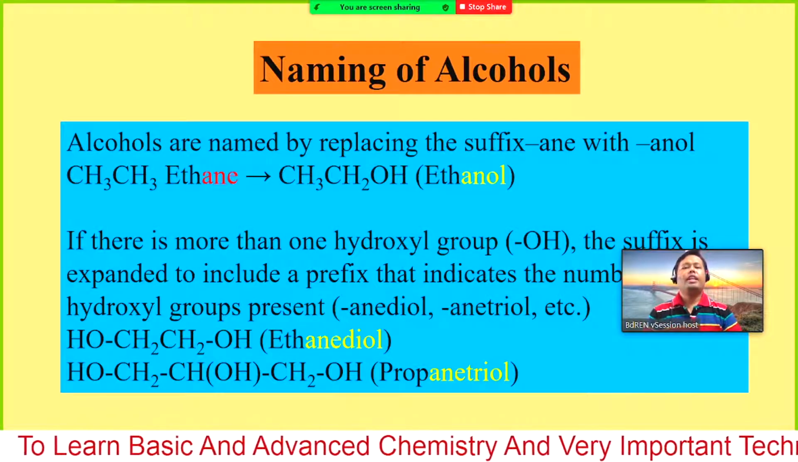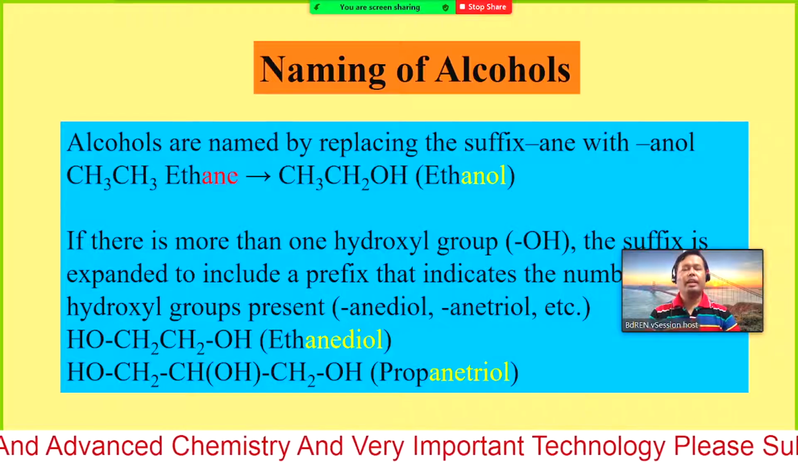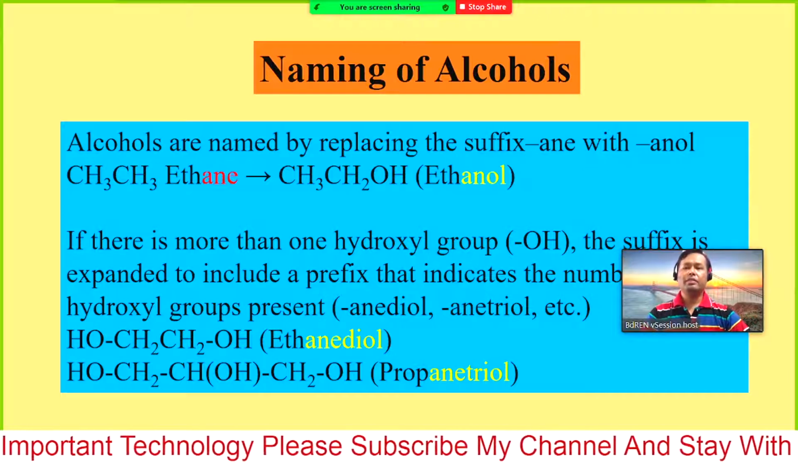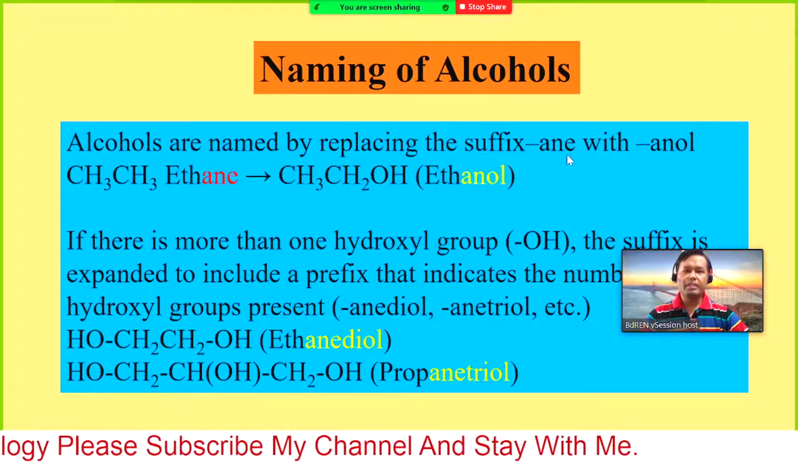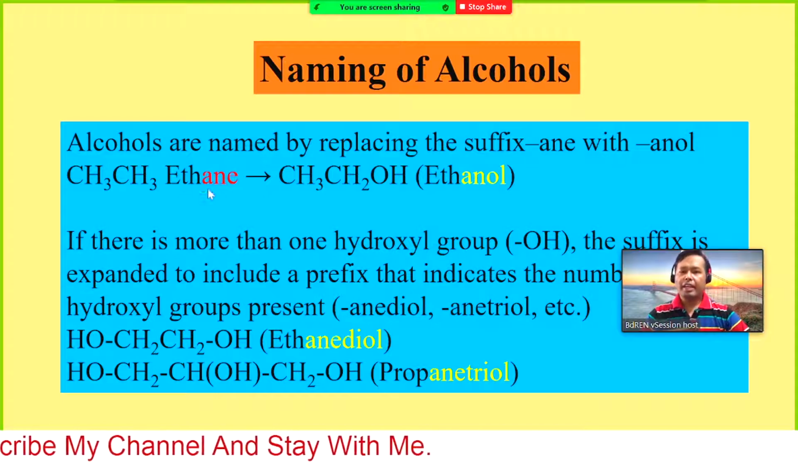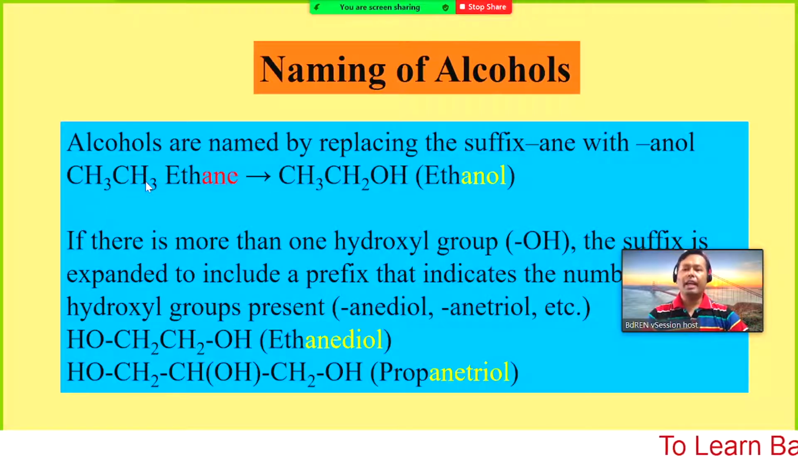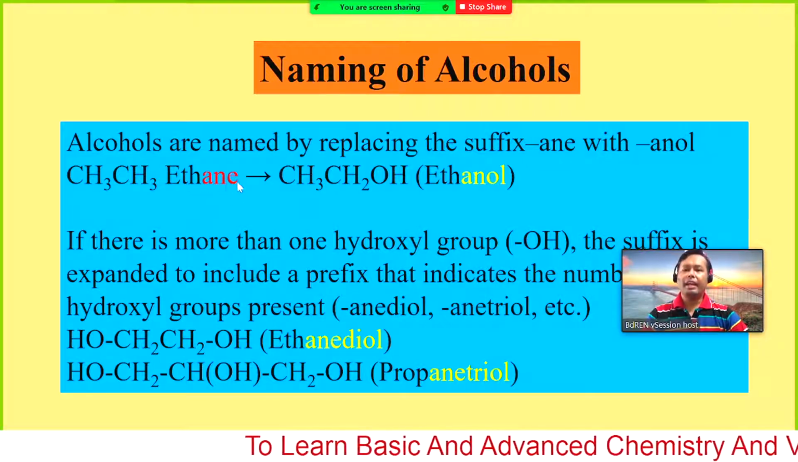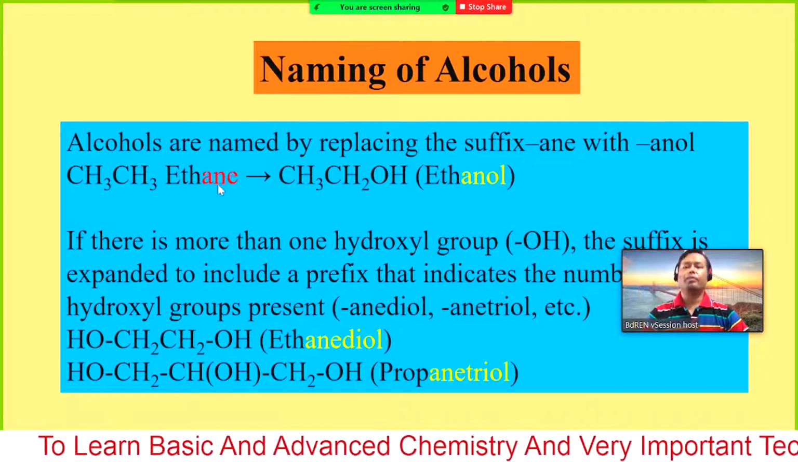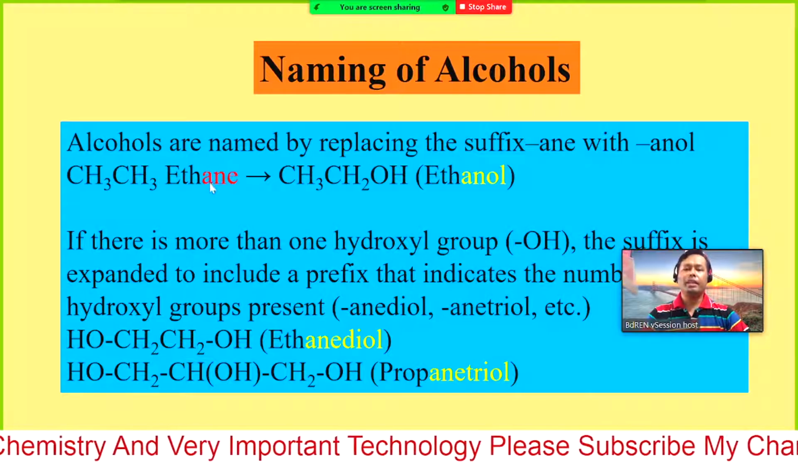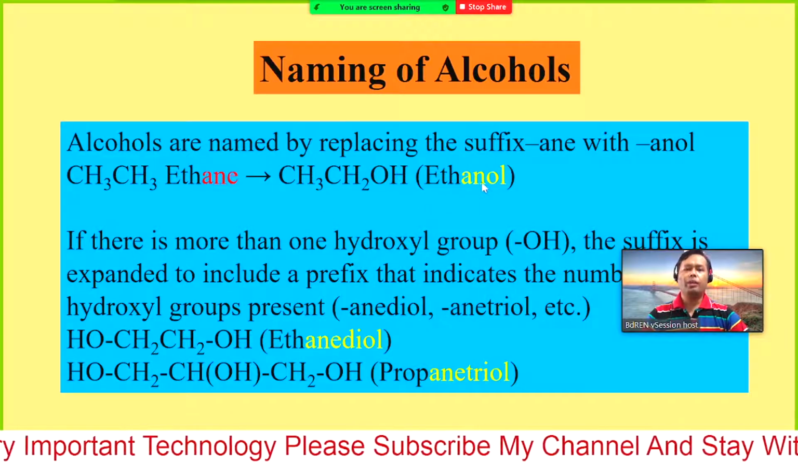So alcohols are named by replacing the suffix ane with anol. That means in case of hydrocarbon or alkane, we had the suffix as ane. Like here you can see ethane, CH3CH3, a compound containing 2 carbons and the rest hydrogen. That means alkane with 2 carbons is named as ethane and the suffix can be considered as ane. This is the red color. So the suffix is ane and that ane should be replaced in case of alcohol by anol.